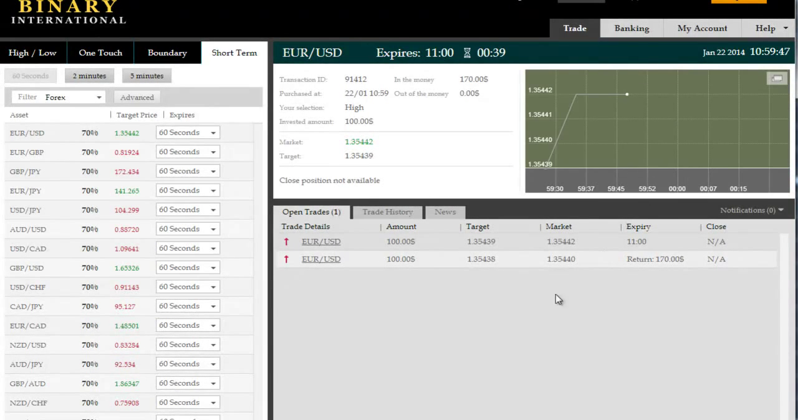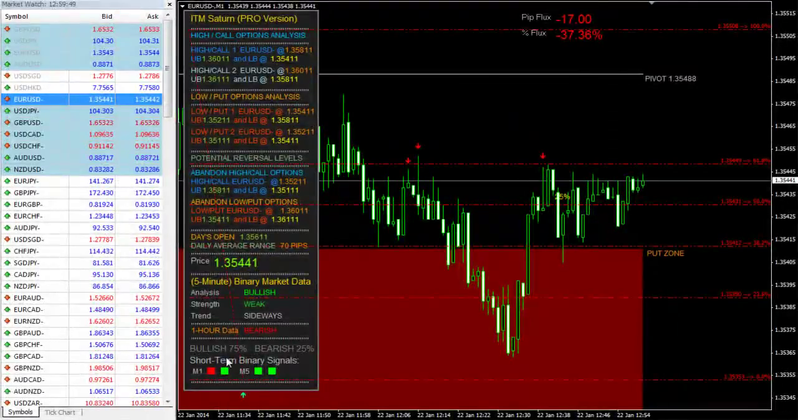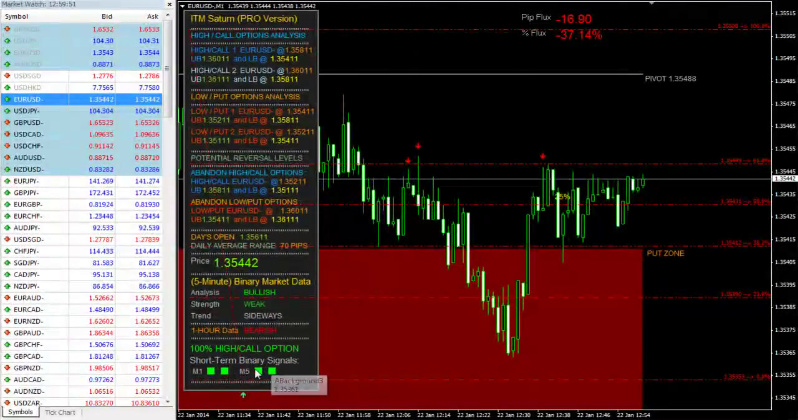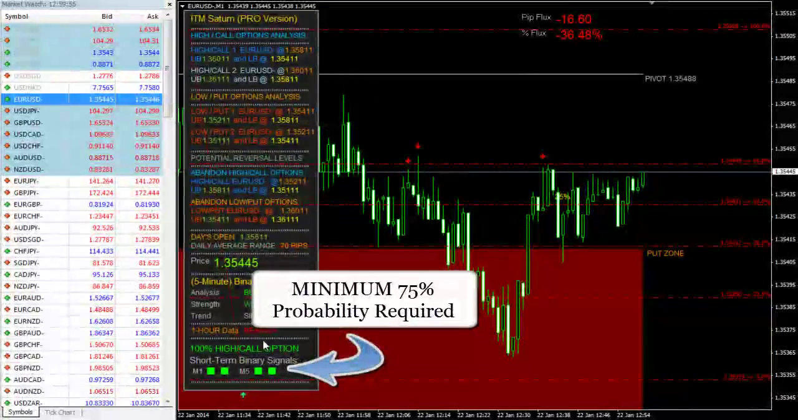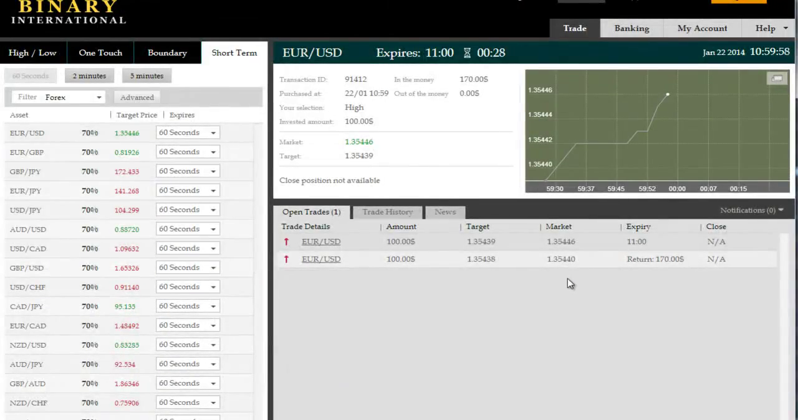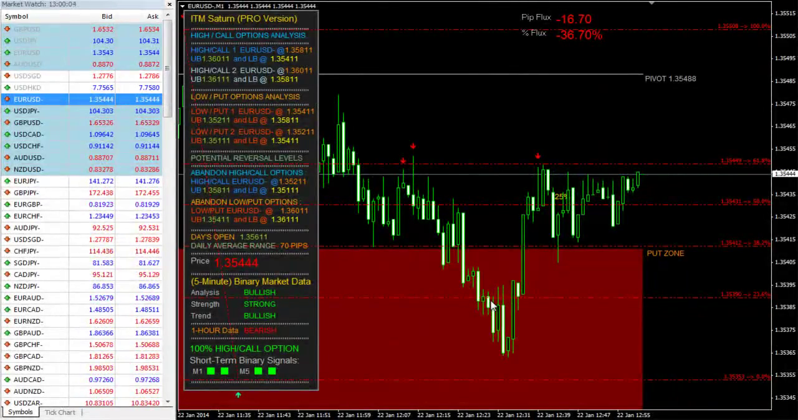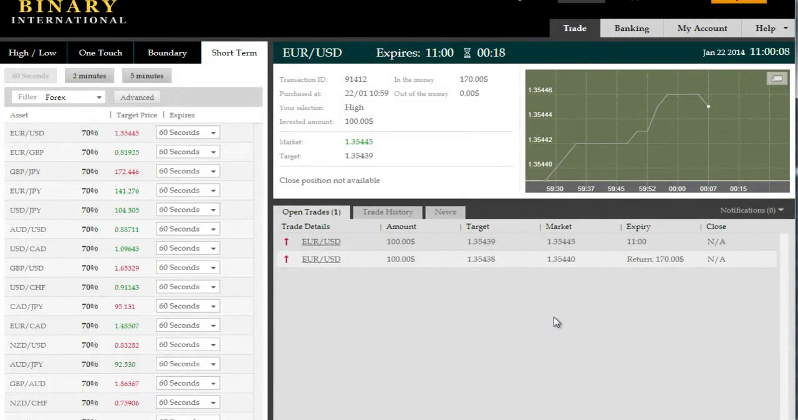So second trade currently in execution, 38 seconds remaining, currently seeing 75% to 100% high call option probability, going pretty strong. We're approaching a near-term resistance level there on the Fibonacci auto retracement drawn on the screen by ITM Saturn Pro. So this trade should be completing in 20 seconds and leaving us with a bit more room to travel up before we stall. So we have another 18 seconds left before expiry. This looks very comfortably in the money, so we're going to be winning this for sure.